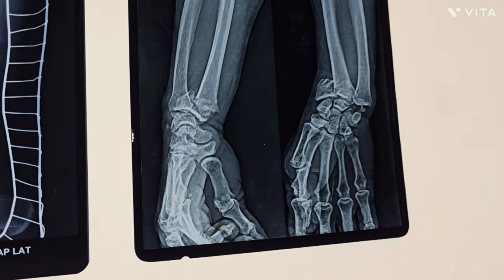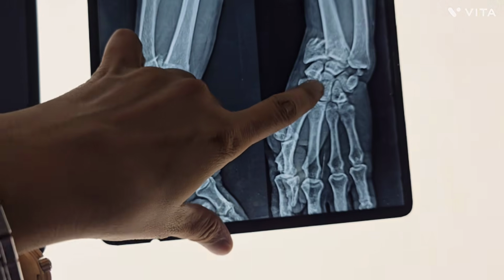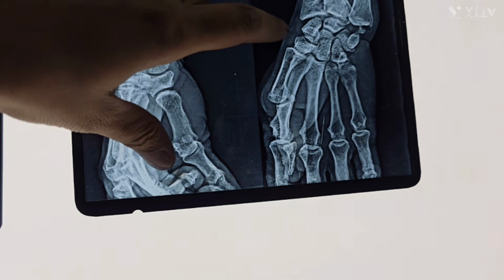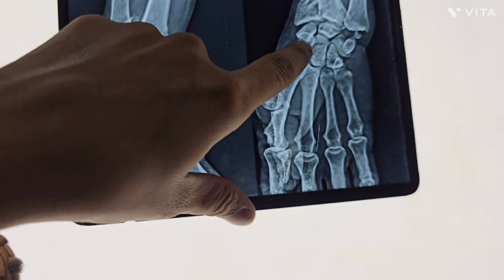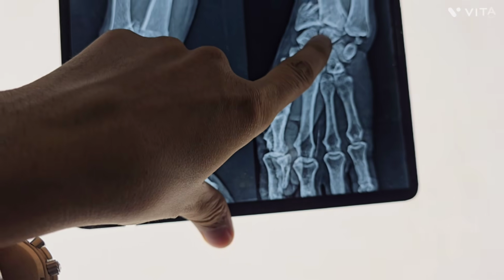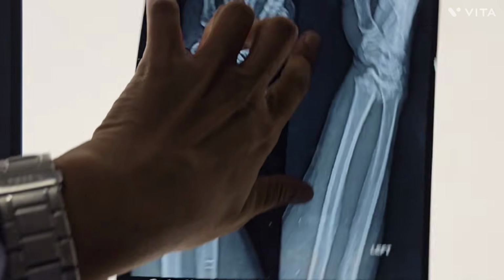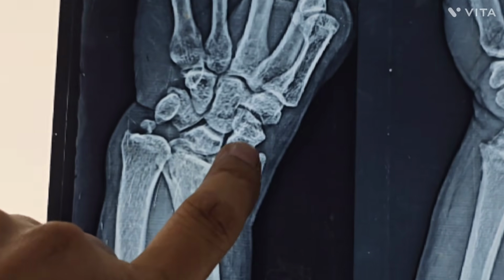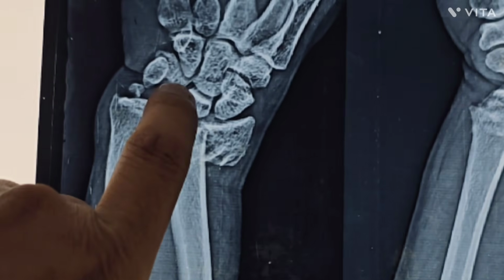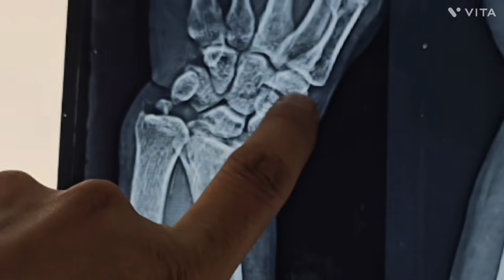Also, the examiner can ask about what the carpals are. You can start from the radial side to the ulnar side. This is the scaphoid, this is the lunate. So you can apply it like this. The first one is the scaphoid, lunate, triquetrum, pisiform.